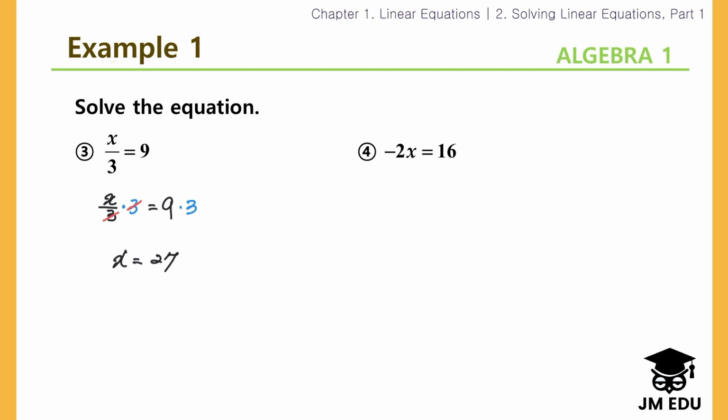Number 4, negative 2 is multiplied by x. So to eliminate this negative 2, we're going to divide each side by negative 2. Then 2 times 1, 2 times 1, negative divided by negative becomes a positive. So the solution x is equal to 16 divided by negative 2. Here 2 times 1, 2 times 8. So that's going to be negative 8.